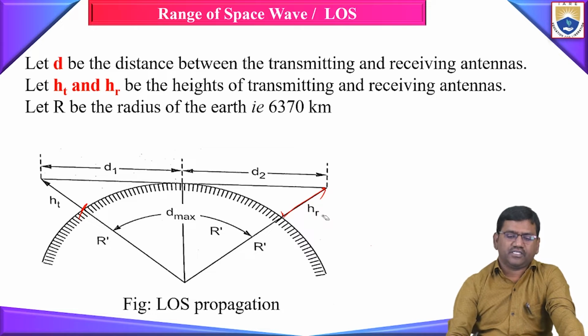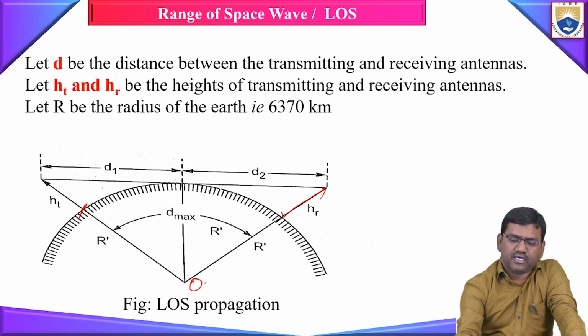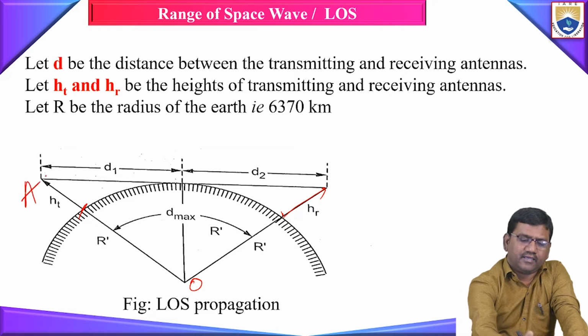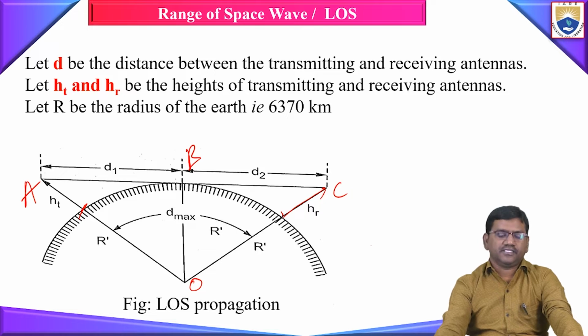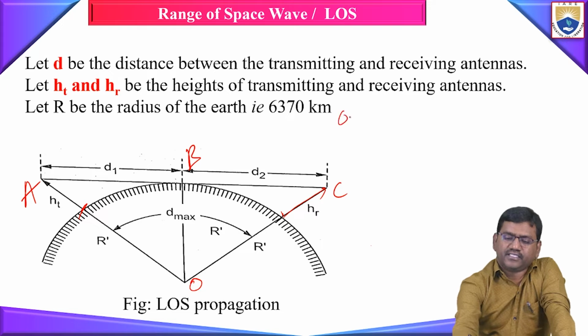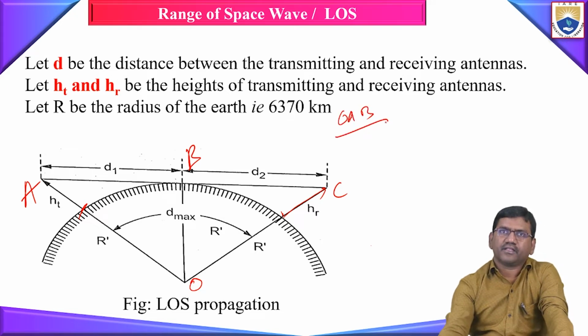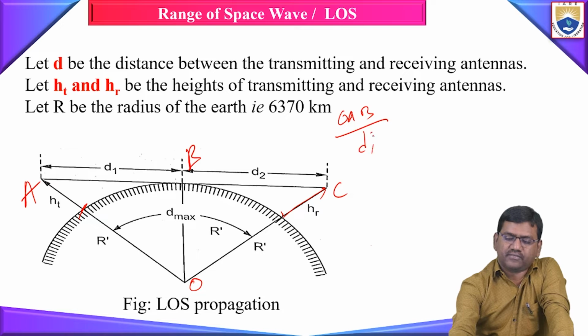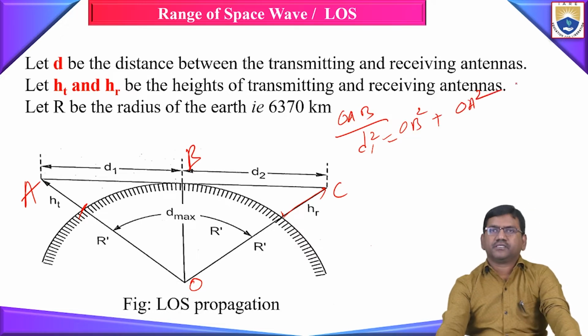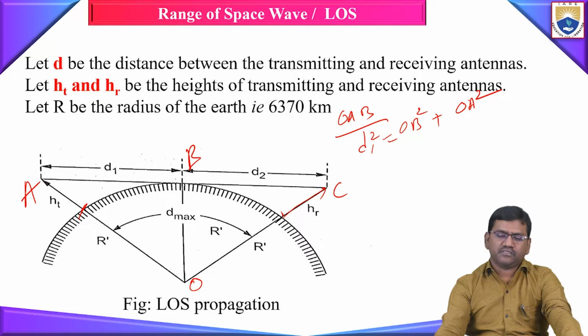From the figure, let us assume this as O, this is A, this is B and this is C. From this O, A, B, C, let us take the triangle OAB. If we apply the Pythagoras theorem for this triangle OAB, we get d1 square is equal to OB square plus OA square.